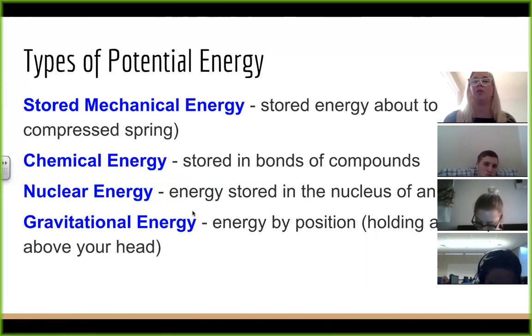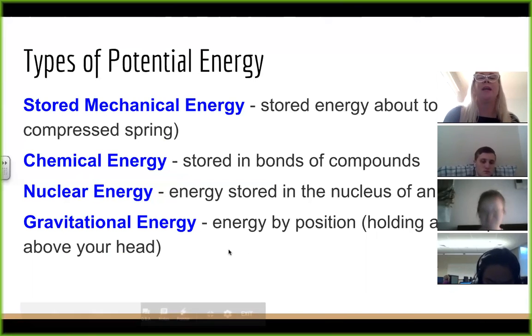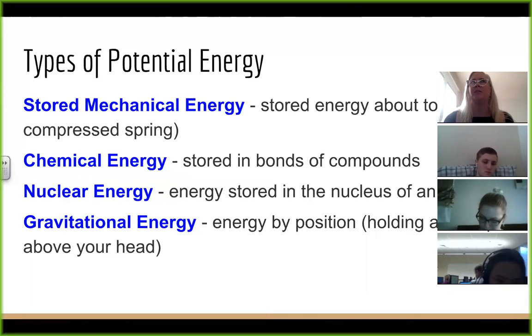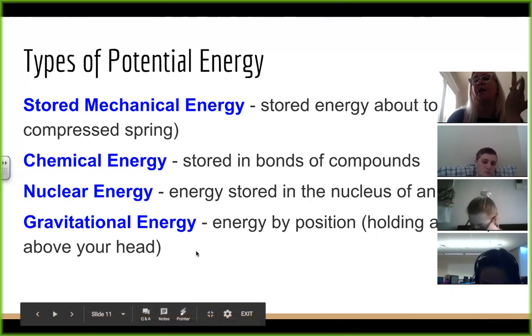Nuclear energy is stored in the nucleus of an atom, right? There's a ton of energy inside the nucleus of an atom, and scientists actually use that to create nuclear bombs. And then we have gravitational energy, which is a positional energy. All it means is that the higher up you hold something, the more gravitational energy it's going to have, right? You can think about that with a ball. If a ball's sitting on the ground, it has no gravitational energy. If you're holding a ball up, it has a ton, because if you let go, it's going to fall. Really that just has to do with gravity and position.